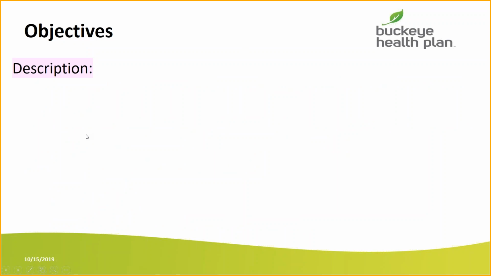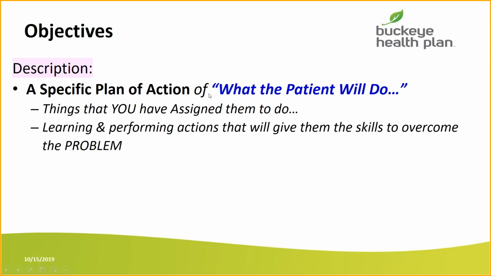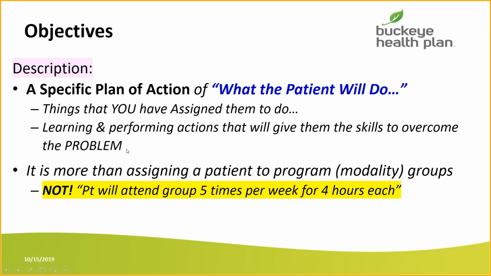The description for the objective is a specific plan of action of what the patient will do, not what the counseling staff will do. Here is what you assign the patient to do, things you've assigned them to do. You want them to do learning and performing actions that will give them skills. So you're teaching them new skills to overcome their problems. So they're learning and performing new actions.